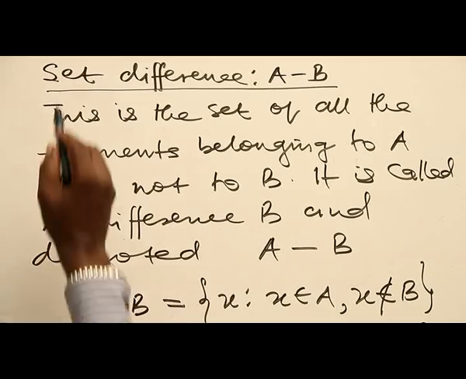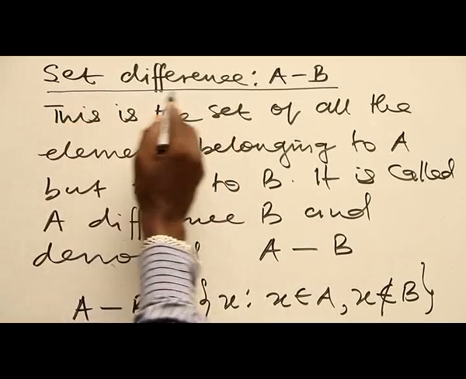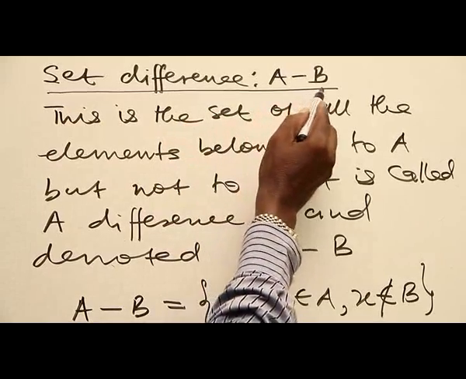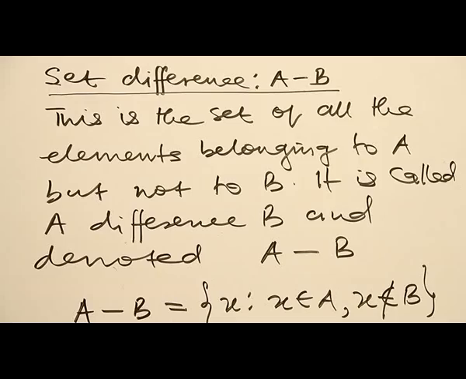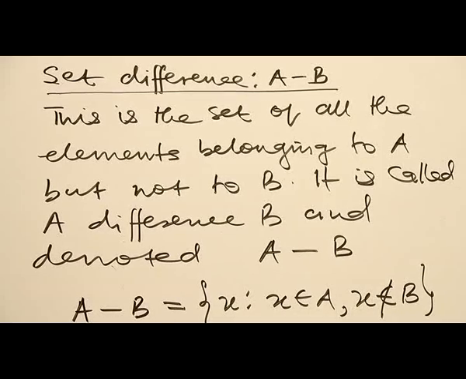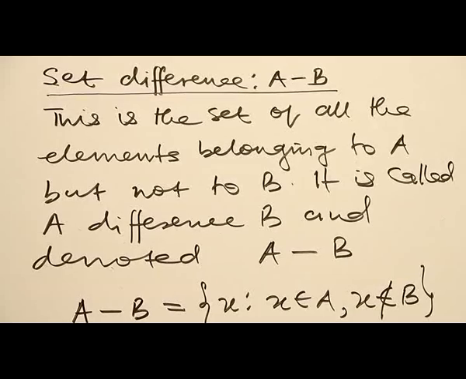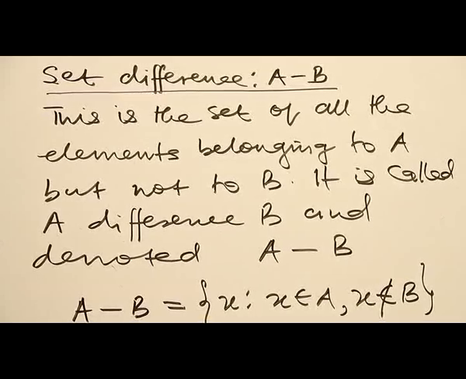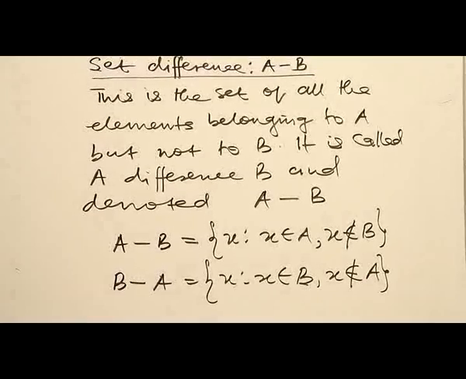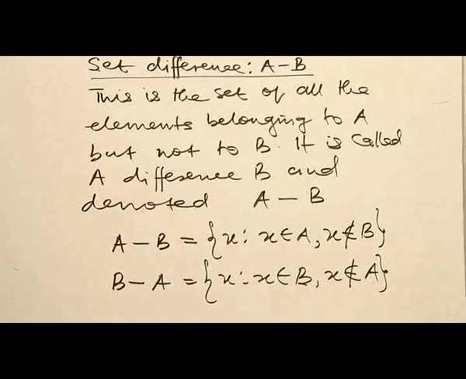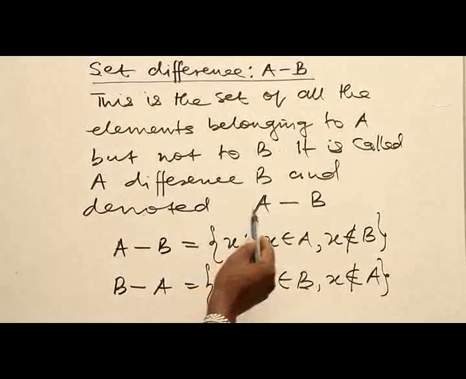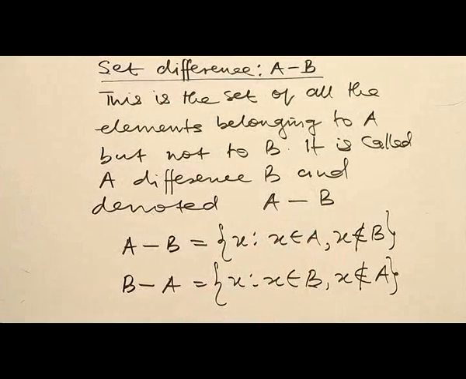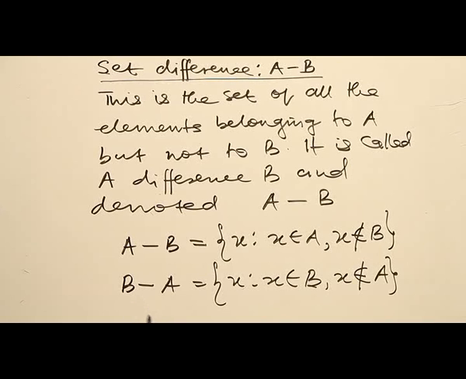Another interesting term is set difference, written A minus B, where A and B are two different sets. Now this is the set of all the elements belonging to A but not to B. It is called A difference B and denoted A minus B. By this, it implies that we take all the elements in B away from the elements in A. What remains in A is the set difference.